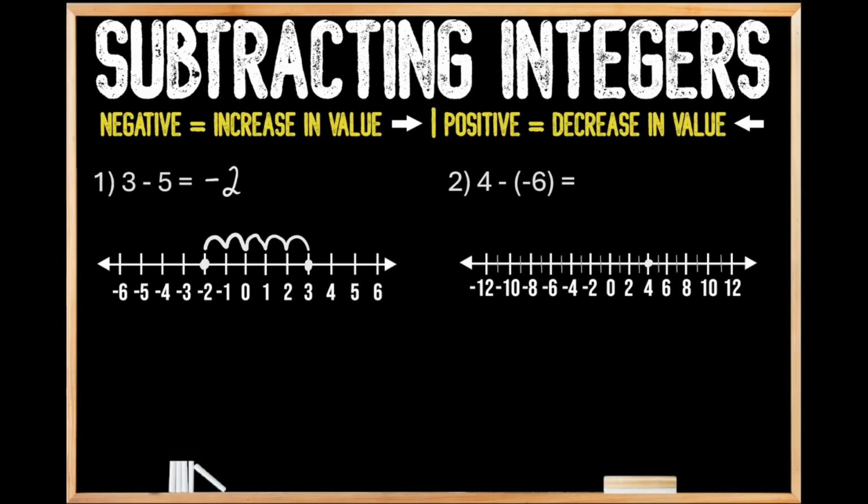And then we're going to be moving to the right 6 times because we're taking away a -6. So we're going to be increasing in value. So we have once, twice, 3 jumps, 4 jumps, 5 jumps, and 6 jumps, which is going to leave us with 10. So when we take away -6 from 4, we get 10.